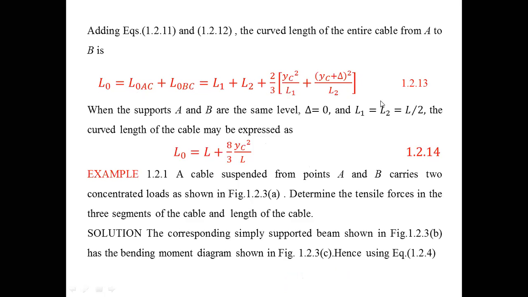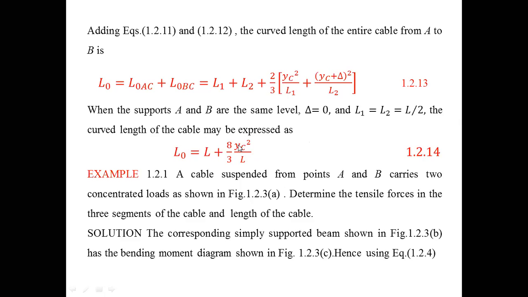If the supports are at different levels, use delta. If the supports are at the same level, you put delta equal to 0 and L1 and L2 equal to L by 2. Then the length reduces to this expression: L plus 8 by 3 YC square by L. So in your problem the supports are at the same level, there is no delta, and L1 and L2 are L by 2. What is the dip at mid span? 4 meters. Everything is known.